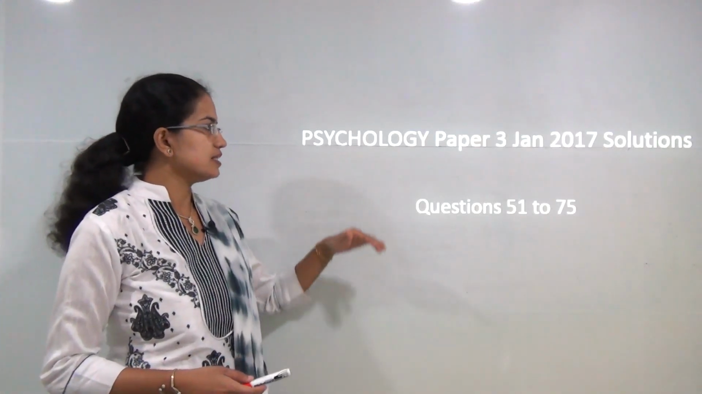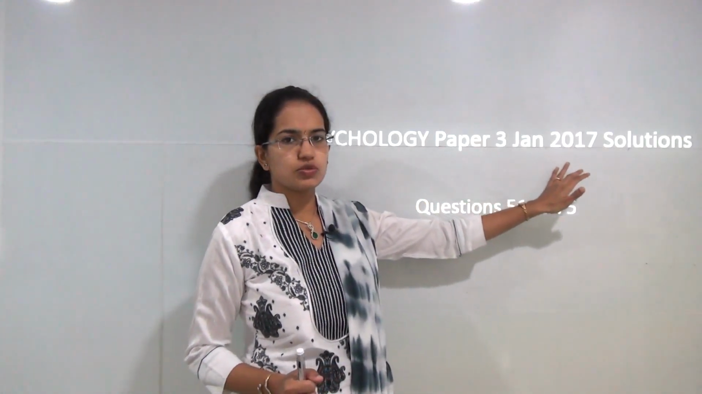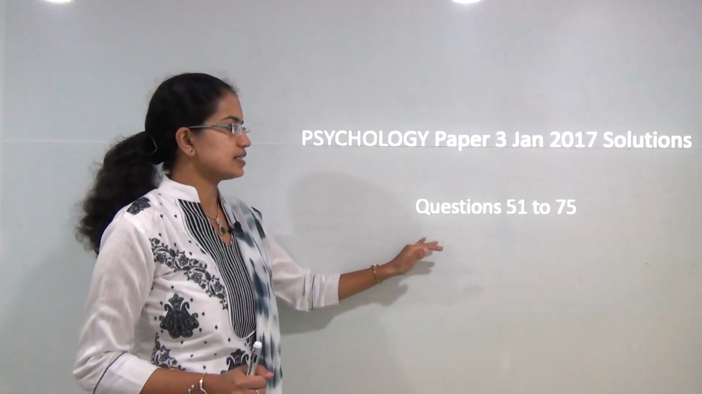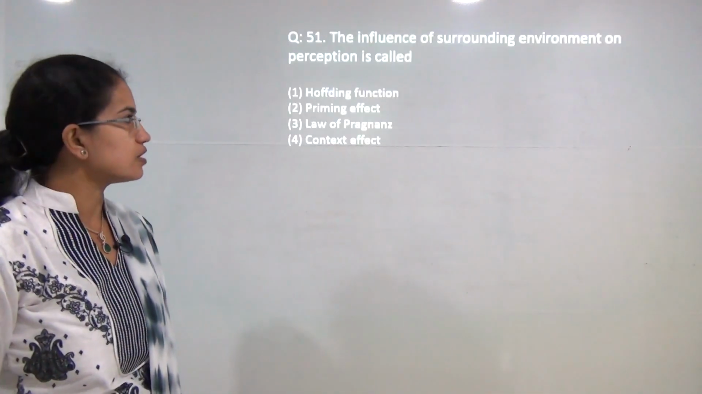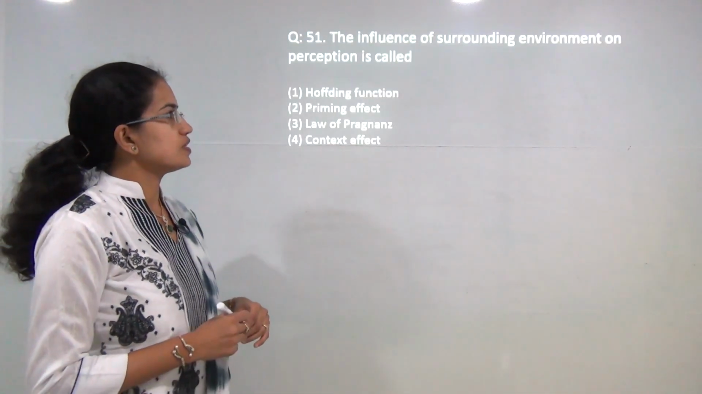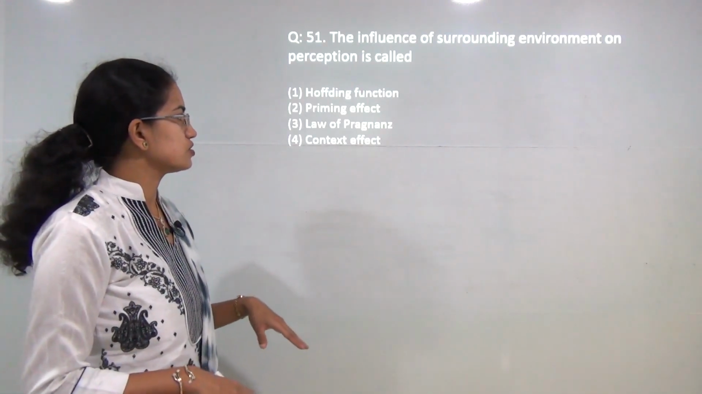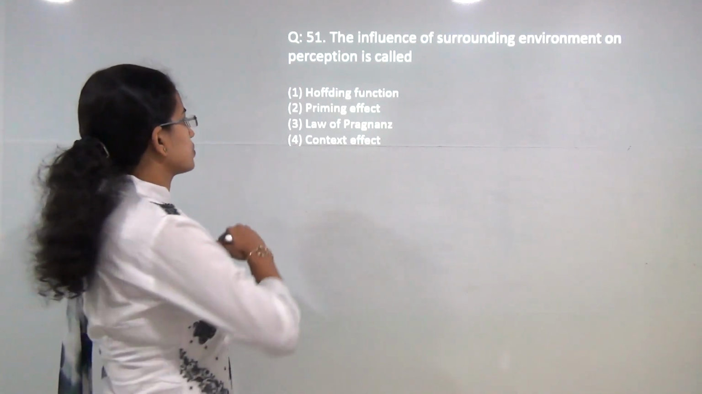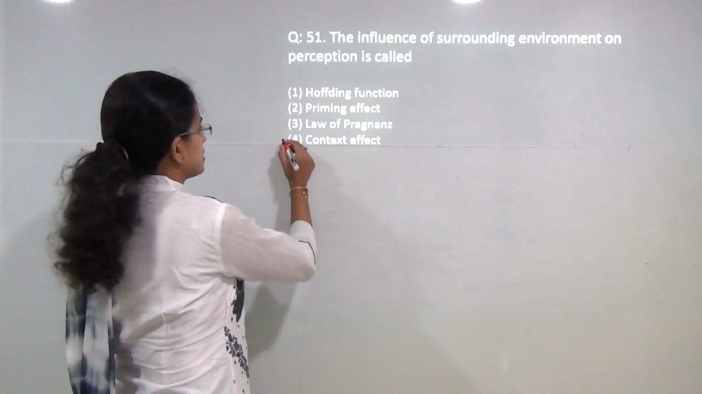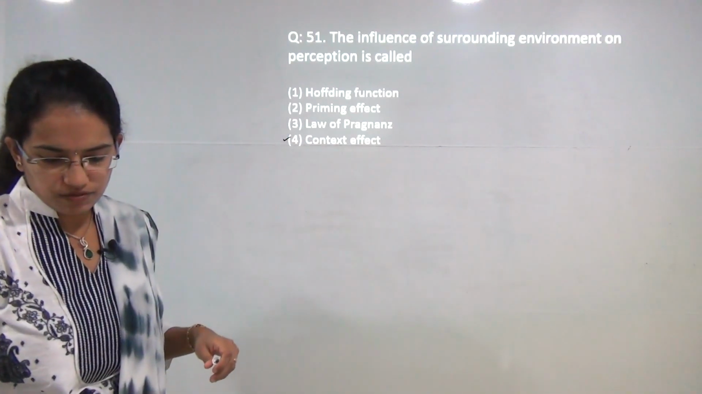We'll start with the final set for Psychology paper 3, January 2017. We'll be discussing questions 51 to 75. Now the first question: the influence of the surrounding environment on perception is known as the context effect, and that is the definition for the context effect. So the correct answer here would be 4.